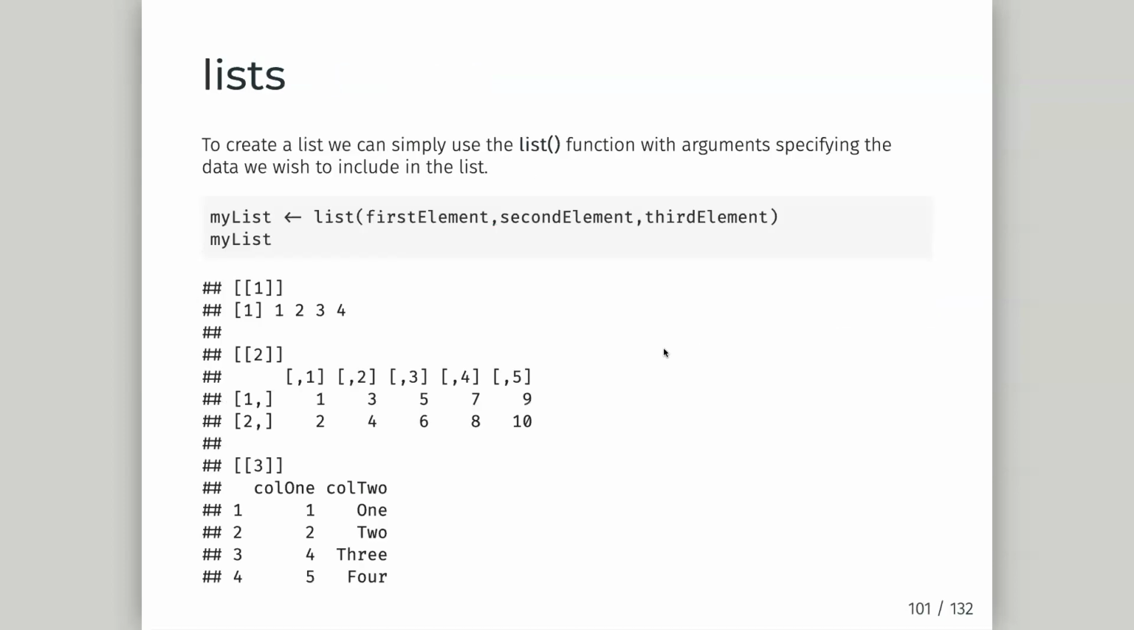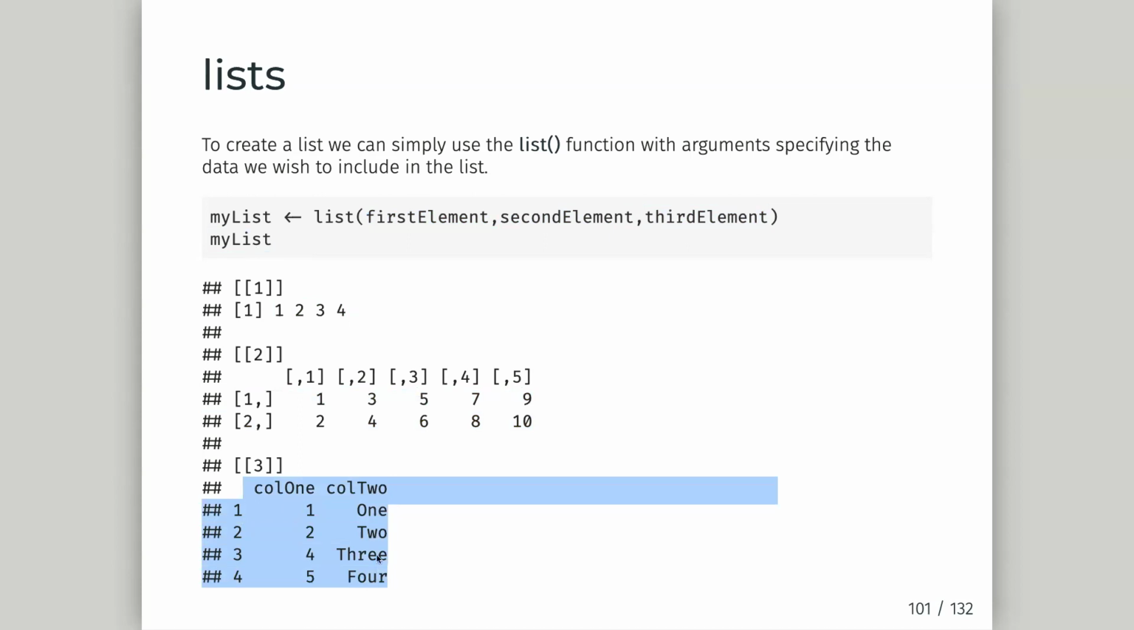If I then want to create a list, I very simply use the function list. So I open my brackets, and then I just provide the elements I want to put in my list: my first element, my vector, my second element, and my third element. Now I have a list, and if we look at this, it already looks a little different. We have our first element here, that's our vector. We have our second element here, which is our matrix. And then we have our data frame here.